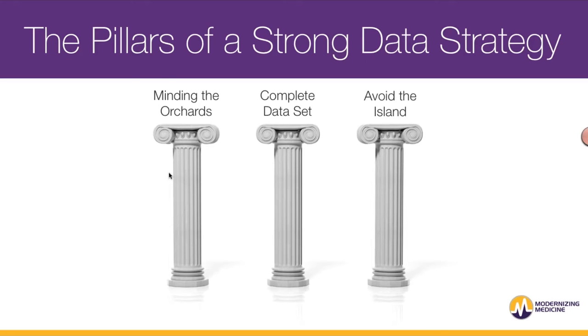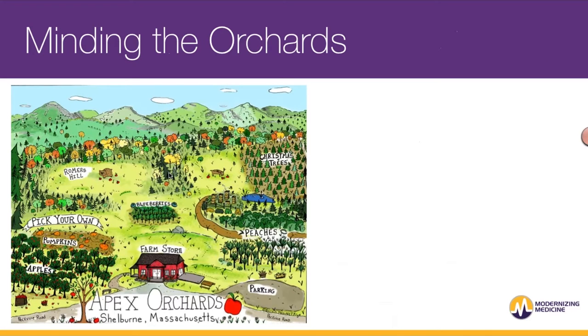So we're going to look at the data strategy in 3 pillars. We're going to go through each of these and talk about the components and how to avoid getting lost. So when I look at the practice landscape, and we're talking about the entire practice as a whole, really step back and think about this as a huge set of orchards.